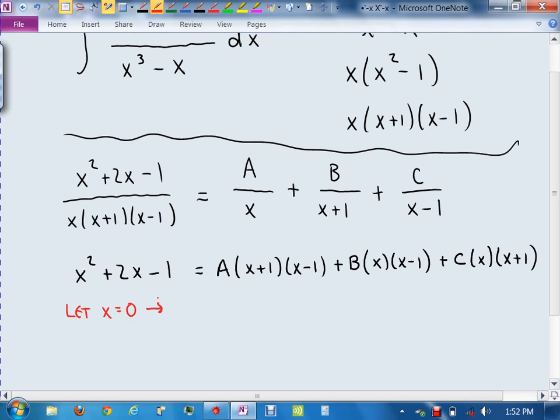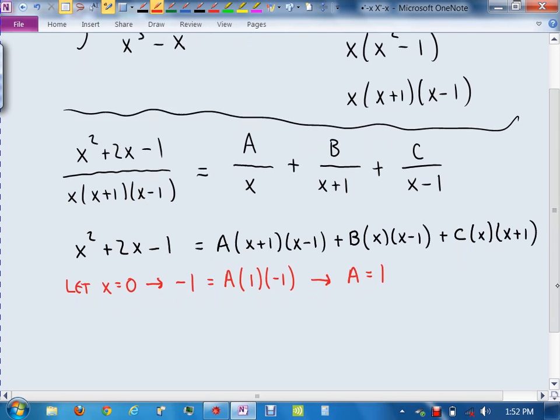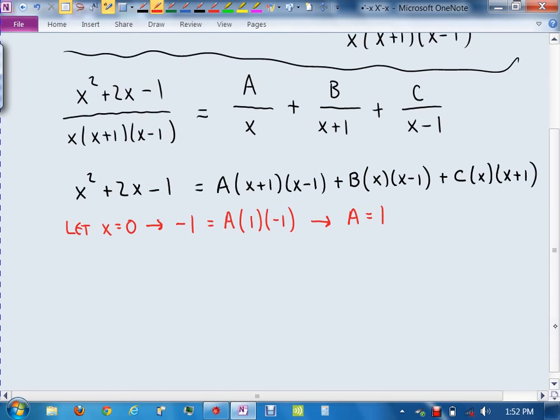If I do that, let's rewrite the entire line there. What would you get? -1 equals A times 0 plus 1 is 1. 0 minus 1 is -1, so it'll turn into -1. So A is what? 1. Nice. Questions?